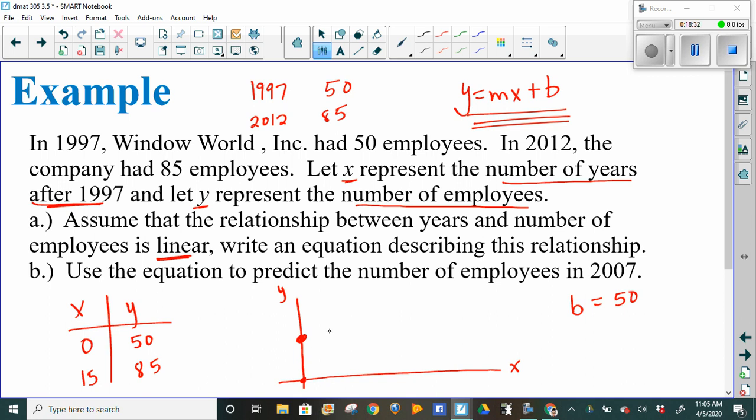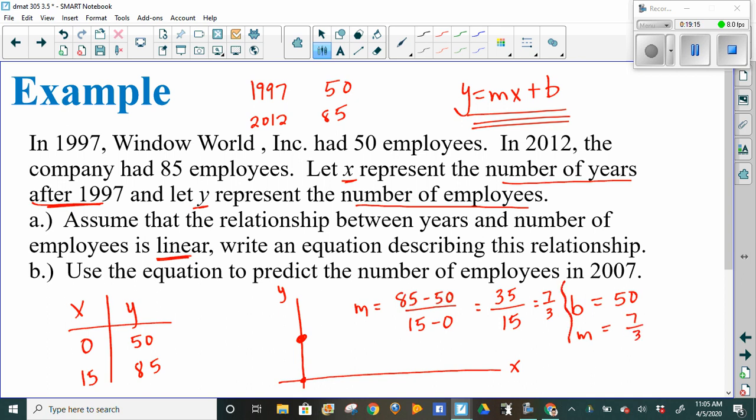So now what we have to do is find the slope so we know how it looks. So slope, so you got your x1, y1, x2, y2. So slope is 85 minus 50 over 15 minus 0. So that's 35 over 15. So 35 over 15, and you want to make sure you reduce. Always, always, always reduce. So 35 divided by 15 reduces to 7 over 3. So our slope is 7 over 3. So m equals 7 over 3.